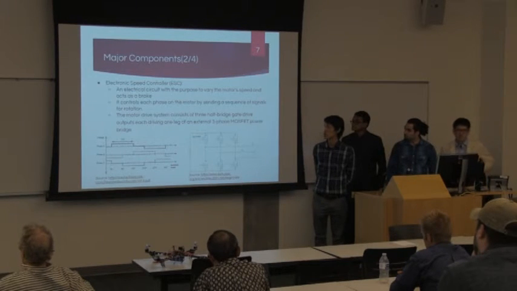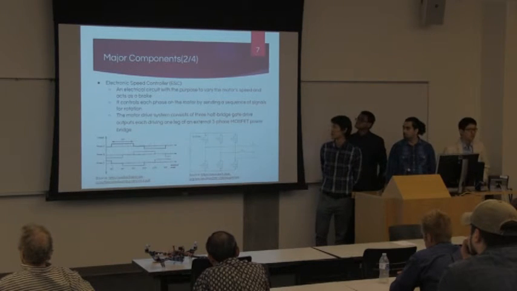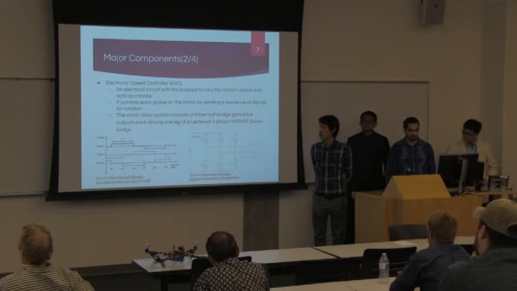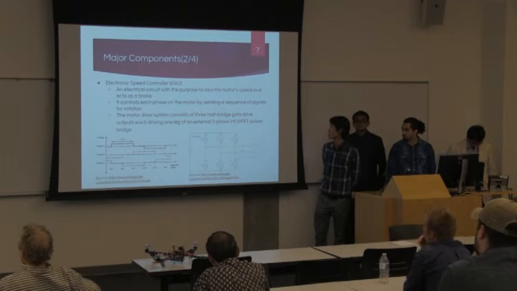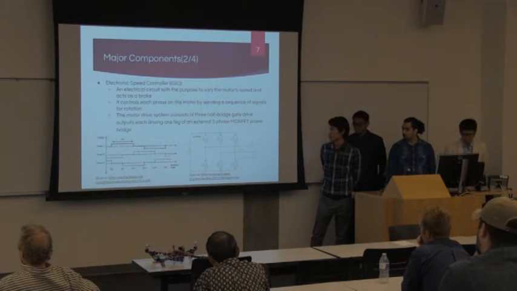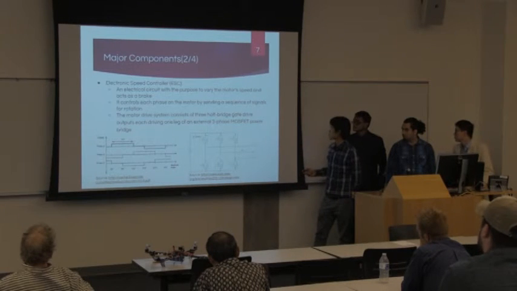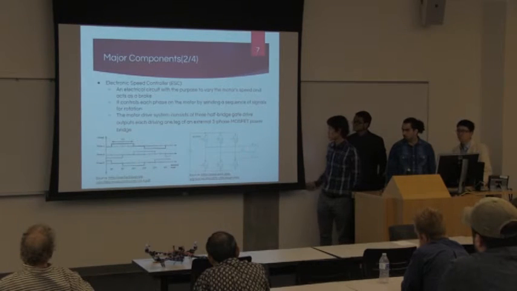The other major component is the electronic speed controller, which is ESC, and it is an electrical circuit whose purpose is to vary the speed of the motor and act like a brake. It also controls each phase of the motor by sending a sequence of signals for rotation. The motor drive system consists of a three half-bridge gate drive, which is the transistors, and not both sides can be turned on at the same time, otherwise it would burn the motor.